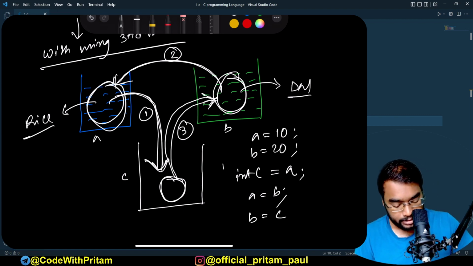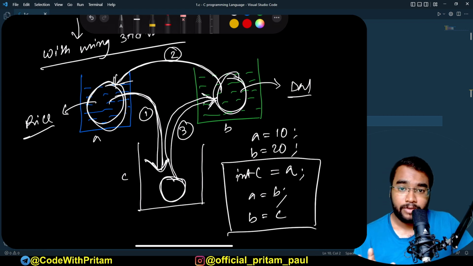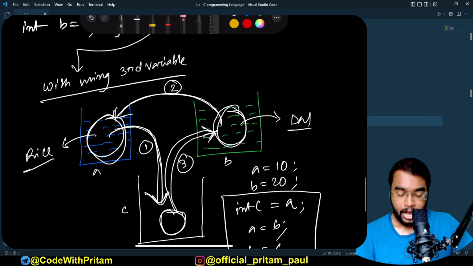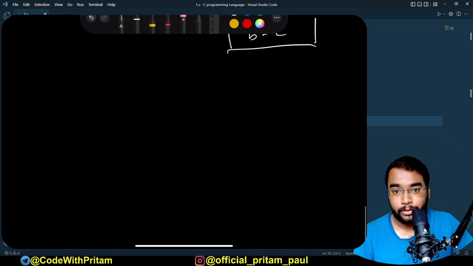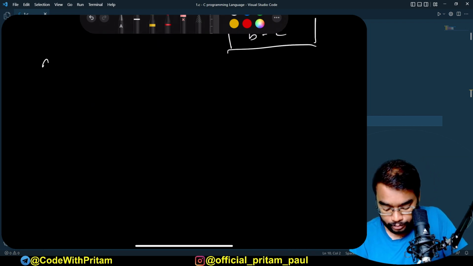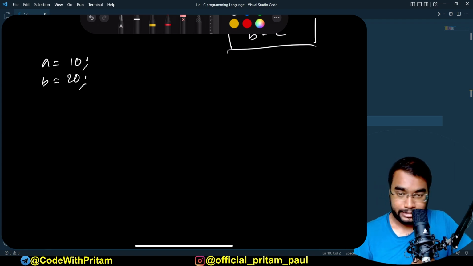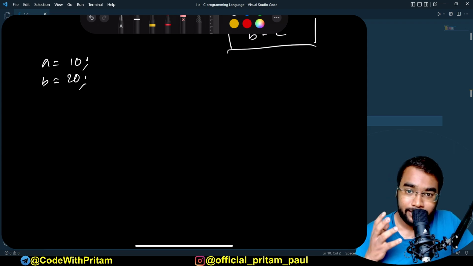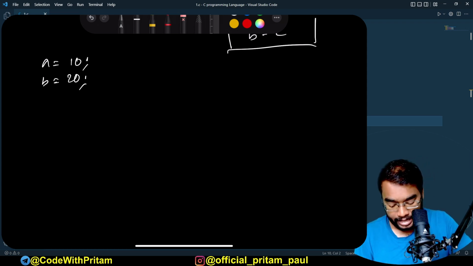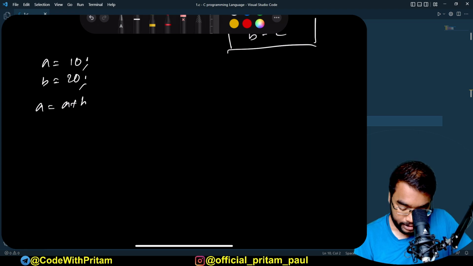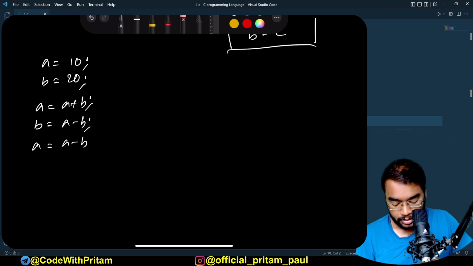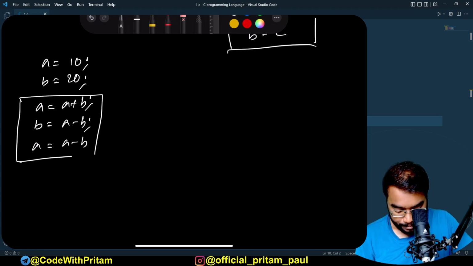So this is the basic way to swap two variables, but I do not want to use any third variable. So what will be the algorithm? That's an important question, obviously. Now a equal to 10, b equal to 20, for example. If I do not want to take the third variable, then the algorithm would be a equal to a plus b, then b equal to a minus b, and then a equal to a minus b. So this is the process.